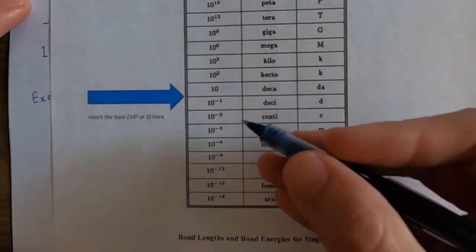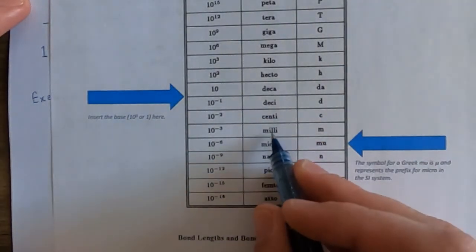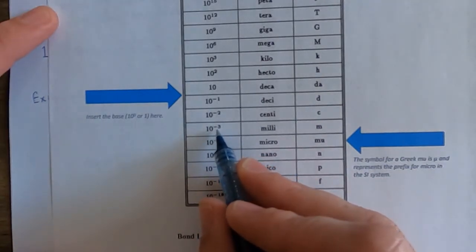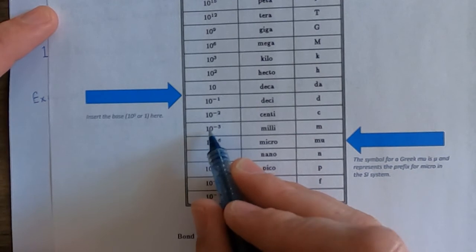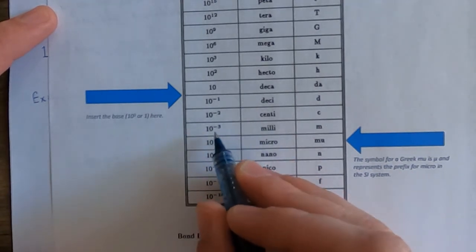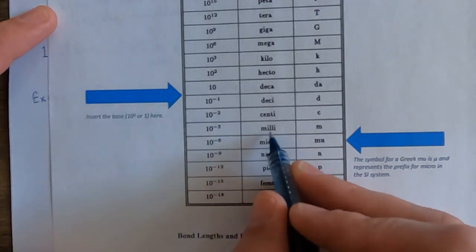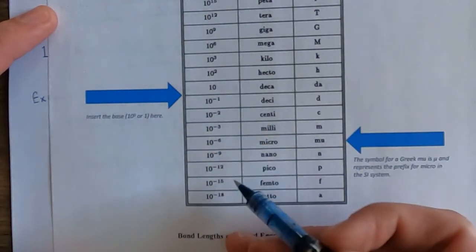And so for these, when you would use them, for milli, you wouldn't put 10 to the negative 3rd milligrams for 1 gram. You would say it's 10 to the 3rd milligrams for 1 gram. It's 10 to the negative 3rd grams in 1 milligram. So understand what this table is telling you.